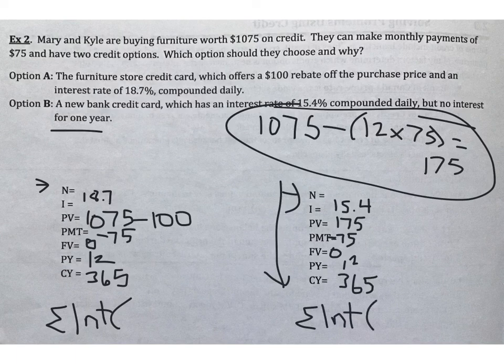Okay, so calculating the N for the first one, I'm going to put this all into my solver. I don't know what N is. My interest is 18.7. I'm borrowing the 1,075 minus the $100 rebate. My payments are $75. I want to pay down my loan to 0. I'm doing monthly payments and compounding daily. So it looks like with this option, I'm going to have 15 payments. So N is 14.654. So while I've got that in my calculator, I'm going to do this part here.